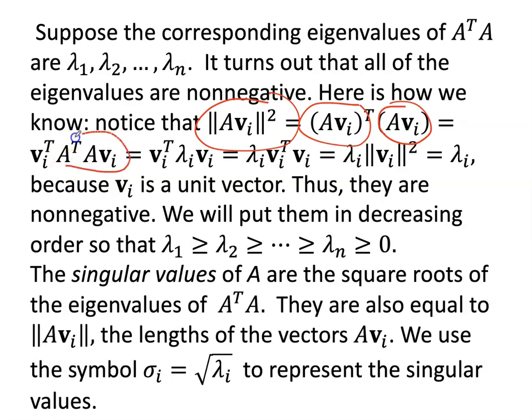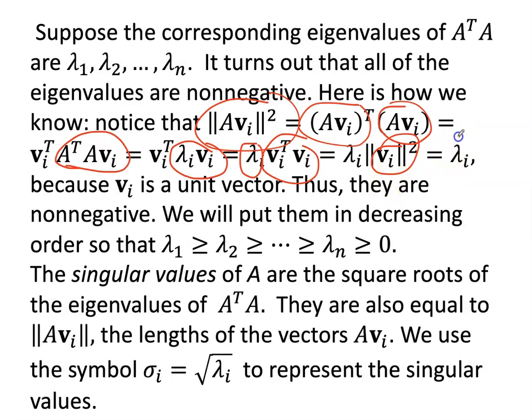because v_i is an eigenvector for A transpose A. So A transpose A times v_i is going to be lambda_i v_i. Lambda is a constant, so we can pull it to the outside. We have lambda_i times v_i transpose v_i, but v_i transpose v_i is just going to be the length of v_i squared, because when you take the transpose of a vector times itself, you get the length squared. And lambda_i times the length of v_i squared is just lambda_i, because v_i is a unit vector. Okay, so its length is going to be 1. Thus, they are non-negative.